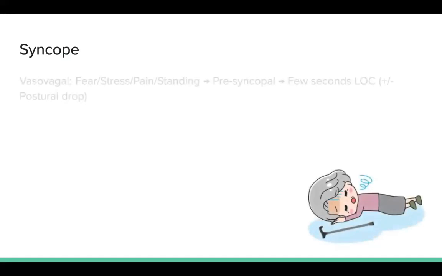Syncope. There's various different types of syncope. Sometimes syncope is used to refer to vasovagal episodes. So this is when a predisposing factor, for example, fear, stress, pain, or prolonged standing causes a patient to have initially pre-syncopal symptoms, feeling faint, nausea, sweating. And then this can lead to a few seconds of loss of consciousness if the patient doesn't sit down or lie down. This can be accompanied sometimes with postural drop.